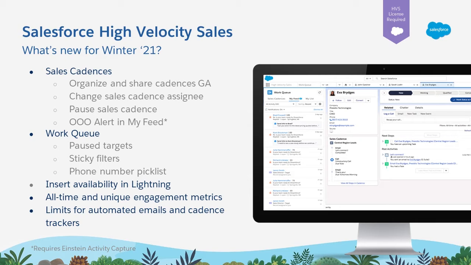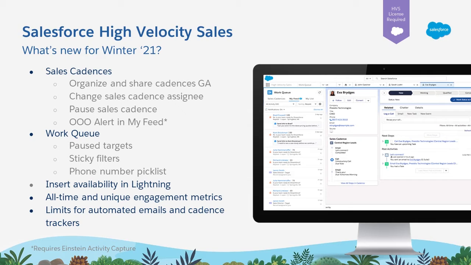At the same time, we've included unique counts in our engagement metrics. These uniques filter out the noise when the same person opens an email multiple times. Uniques are also available for link clicks and replies. Look for them as you customize your report types. Finally, as HVS grows, we're putting in safeguards to ensure that we can deliver a consistent user experience and level of performance for all of our customers.